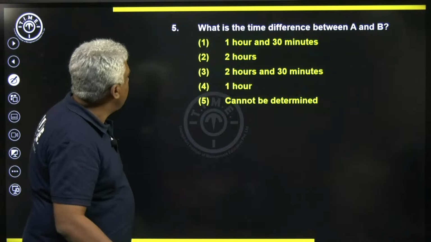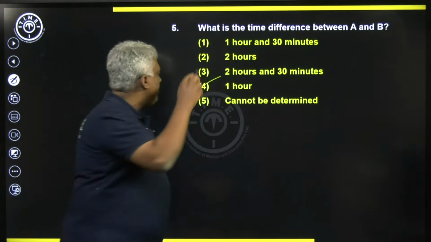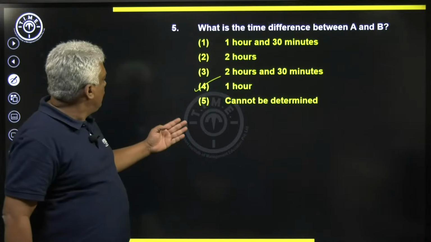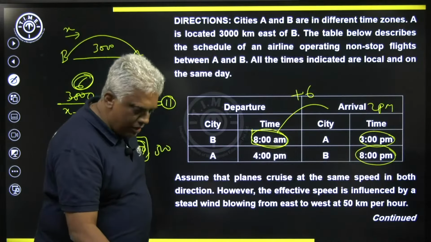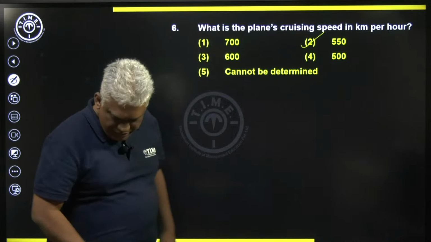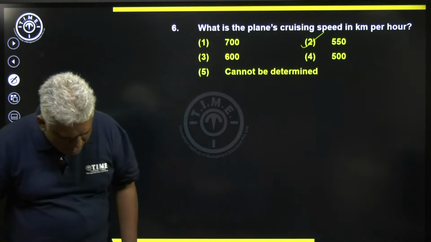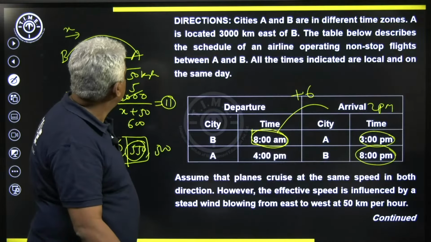So what is the time difference between A and B? So A is 1 hour ahead, right? Is it clear, guys? Yes, so that is 1 hour, and the previous question was 550. Is it clear, guys? 550 and 1 hour. Yes, many of you have answered correctly, right? Okay. So we can go to the next question, right?